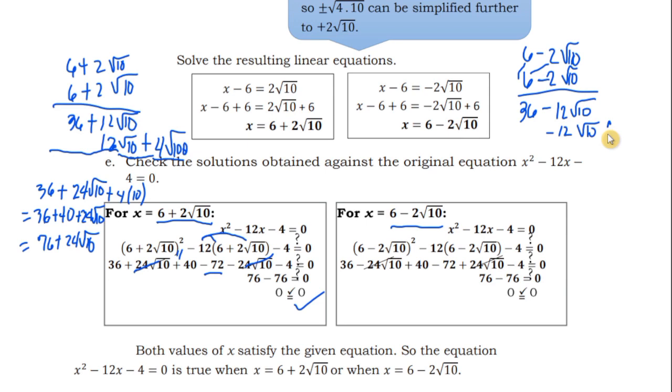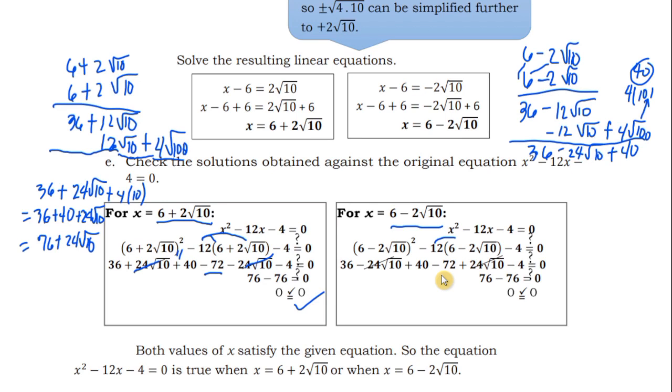So we now have 36 minus 24 square root of 10. Since the square root of 100 is 10, we have 4 times 10, which is 40. So we have here plus 40. As you can see, we have 36 minus 24 square root of 10 plus 40. Then we distribute the negative 12 to the inner part, the parenthesis. So we have negative 72. Negative 12 times negative 2 square root of 10 is positive 24 square root of 10, minus 4.